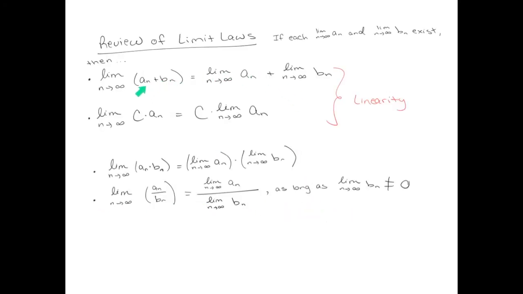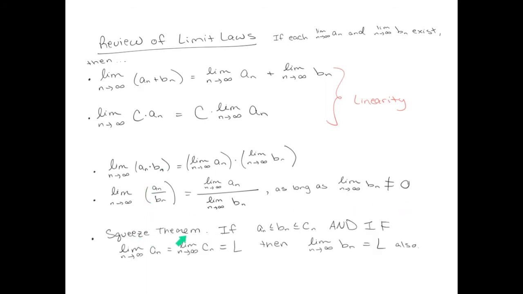So the first thing to remember is limit laws. You've already seen this in Calculus 1. As long as the individual limits exist, you can separate over plus signs, you can pull constants out in front, you can break it down into pieces that are multiplied or divided as long as the denominator is not equal to 0. We also have the squeeze theorem, which is that suppose I had three things where the a_n were less than the b_n and the b_n were less than the c_n. So if the smaller one and the bigger one are approaching L, then the middle one has to also approach L.